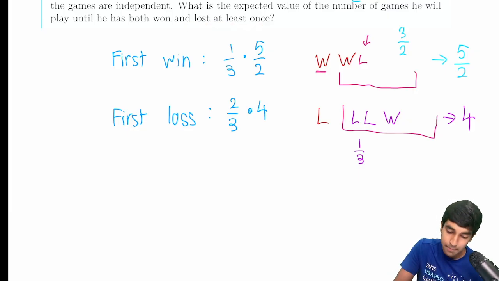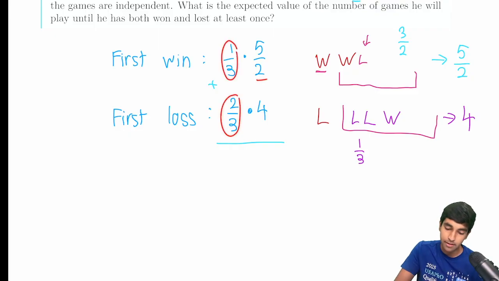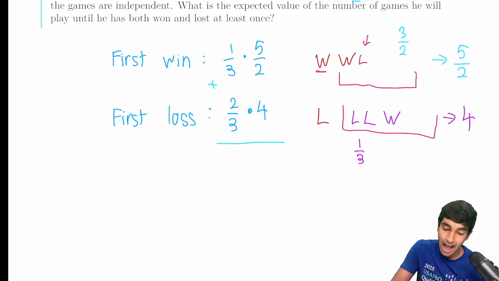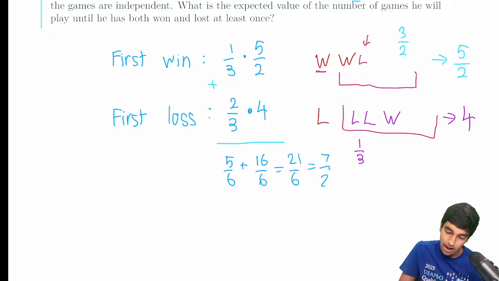So now we just add up these cases. In this case, we have a probability and an expected value, and in this case, we have a probability and an expected value. We add it up to get the total expected value. That's 5/6 plus 8/3, or let's just say 16/6, and that is 21/6, or 7 halves. And that's the final answer.